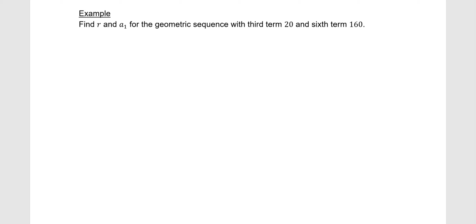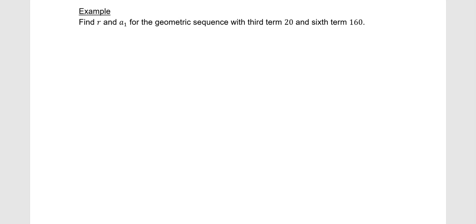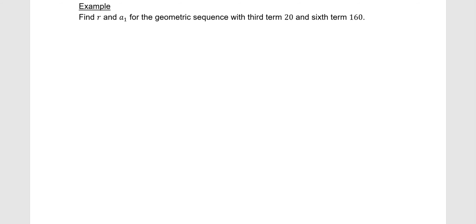Let's see another example. Let's find the common ratio r and the first term for the geometric sequence with a 3rd term of 20 and a 6th term of 160. This one is definitely going to be a little bit harder. We know that a sub n for a geometric sequence equals a sub 1 times r to the n minus 1. Let's just see what we know here.